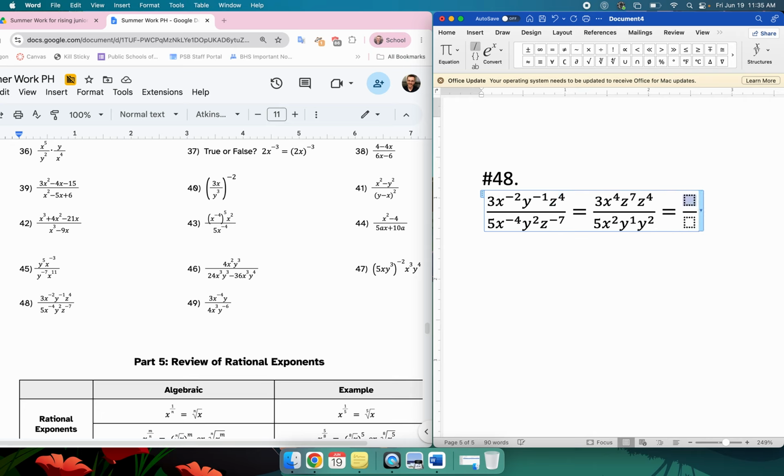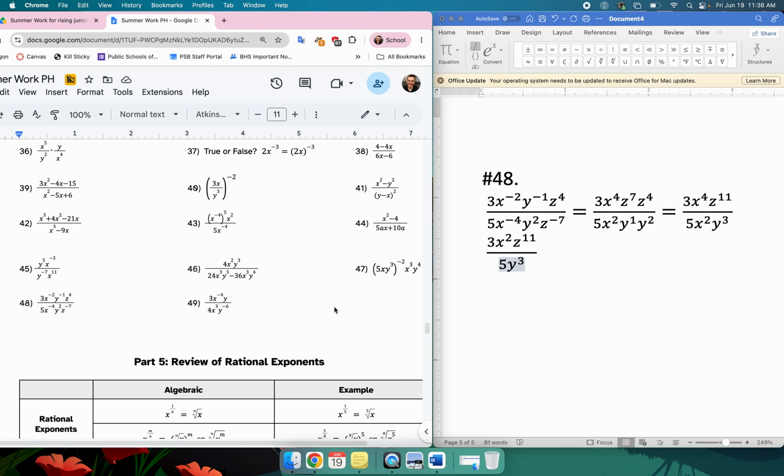There's a little bit of combination I can do here, like z to the 7th, z to the 4th, you add those exponents, that's z to the 11th. And then y to the 1, y squared, that's y cubed, adding the exponents. And the only other thing I can do is cancel those x's. There's 4 copies of x on top and 2 on the bottom, so there's going to be 2 copies left over after cancellation. And of course, they're going to be in the numerator. I think that's my answer.